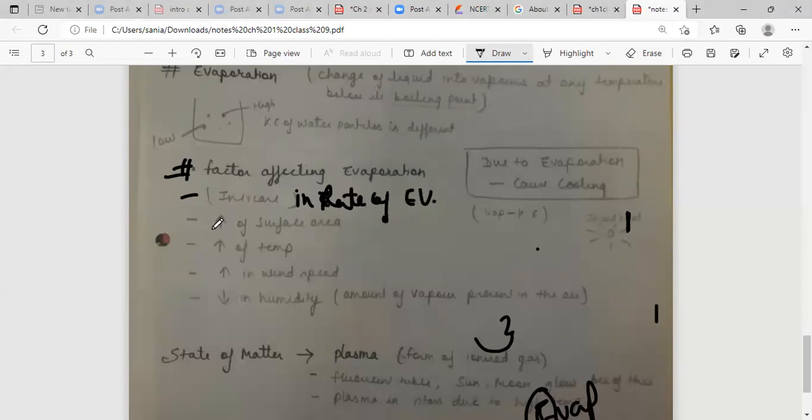First, increase of temperature. This is increase basically. If you want to make an arrow, you can. If you want to write out the whole word increase, you can. So the rate of evaporation will increase when surface area increases, when temperature increases, when wind speed increases, but humidity decreases. Clear? Ma'am.